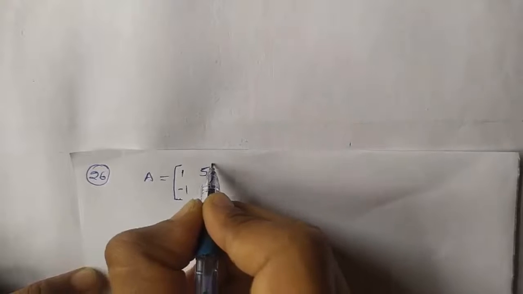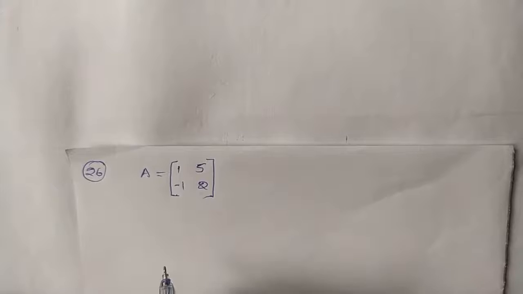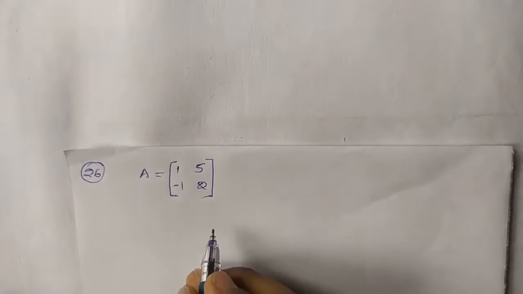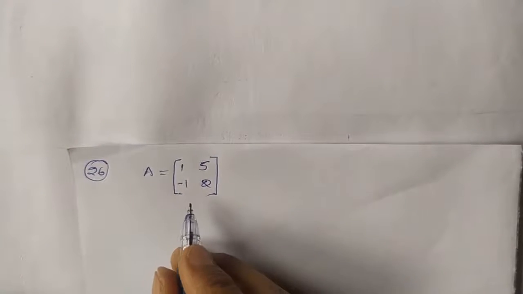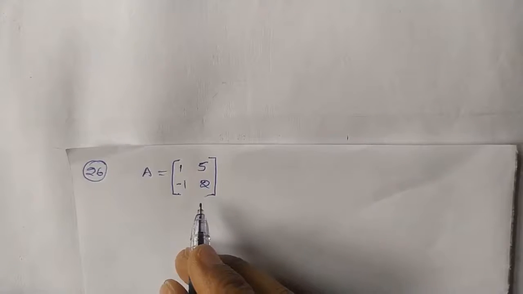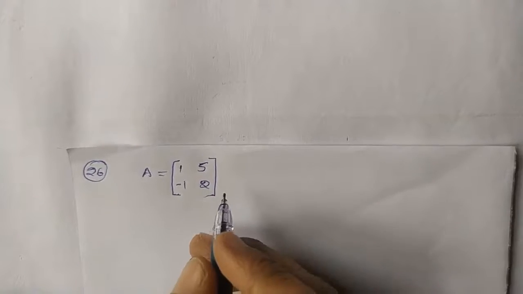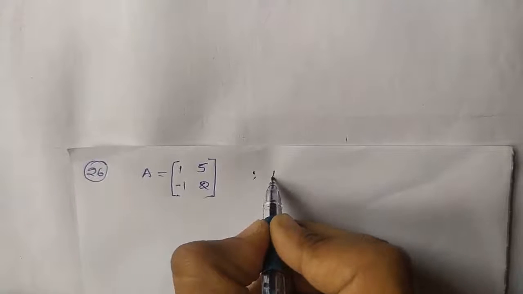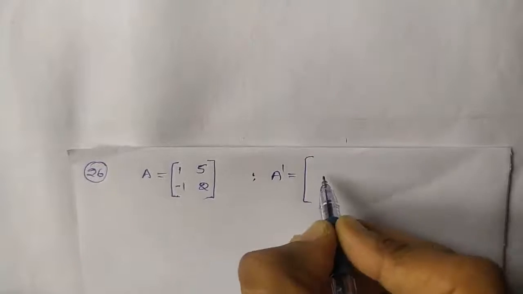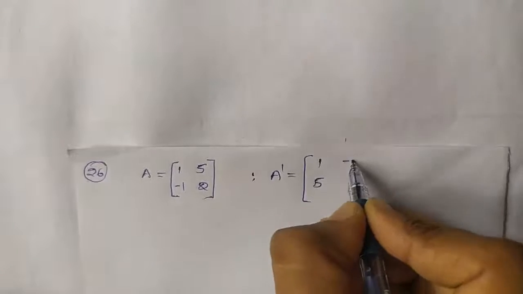See the 26th question in your question paper. Express the matrix A equals 1, 5, minus 1, 2 as the sum of symmetric and skew symmetric matrices. Express the matrix A as the sum of symmetric and skew symmetric matrices. Okay, so for this we need A dash, that is A transpose, 1, minus 1, 5, 2.